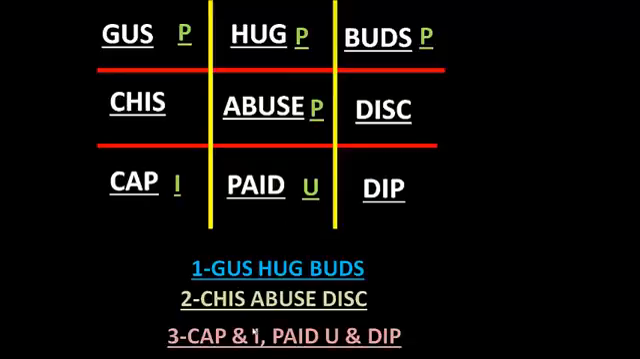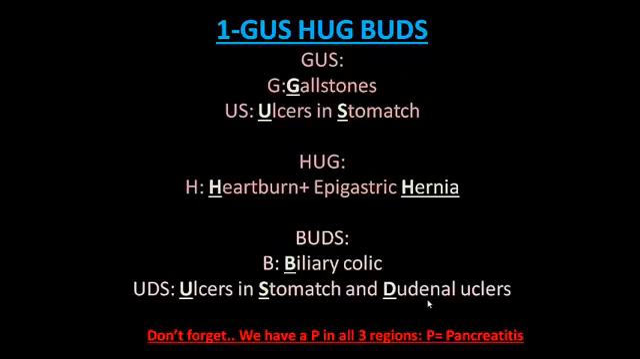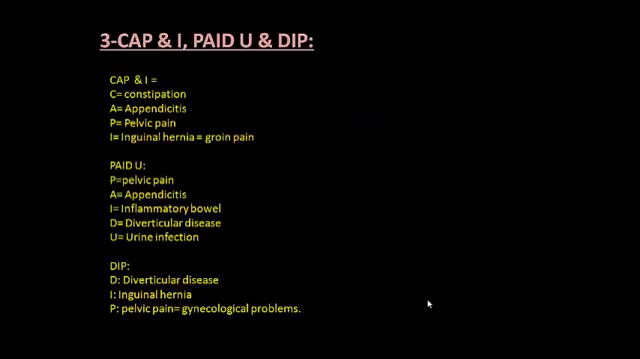So the three sentences that are going to help us to learn the differential diagnosis of different abdominal pains are going to be Gus hug buds, Chris abused disc, and CAP and I paid you and DIP. I know that it might seem a bit funny at first, but trust me, it's really helpful if you're trying to learn the differential diagnosis of abdominal pains for the first time. And then after that, you could relate it really easily, because after that, with practice, you could learn these differential diagnosis of different abdominal pains in a more easy way. So I summarized what I already said in these 3 slides.